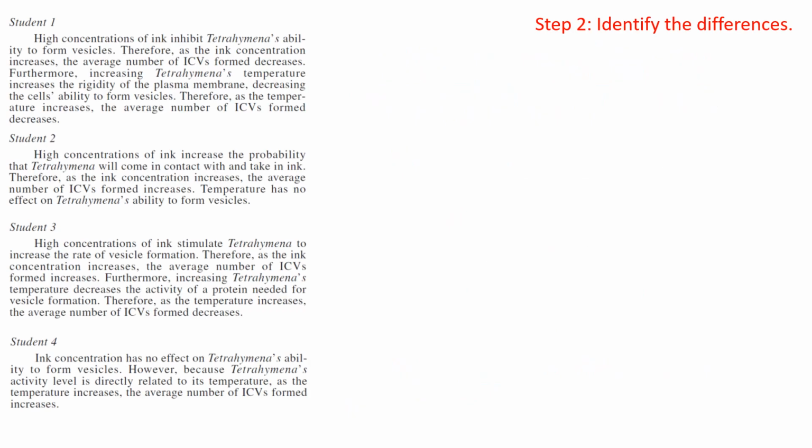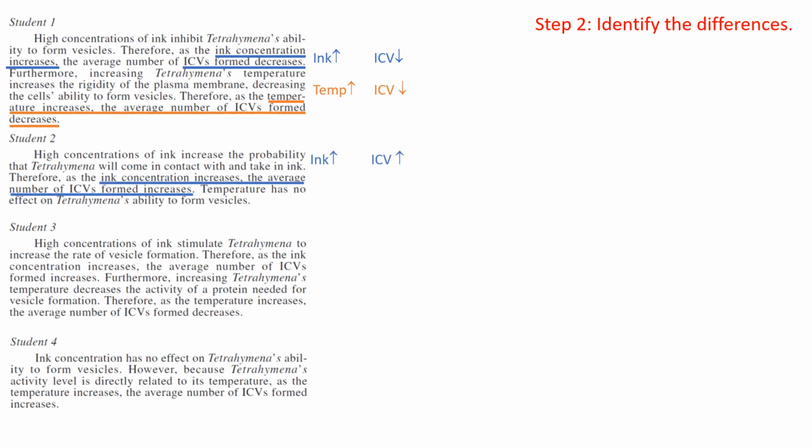And in particular, we are looking how ICVs are affected by ink concentration and temperature for each student. So student 1, as ink concentration increases, ICVs decrease. So I'm just drawing arrows to help me remember. And as temperature increases, ICV decreases. Do the same thing as student 2. Ink concentration increases, ICV increases. That's a difference. You want to note differences as you go. Temperature has no effect, so just put it on omit sign.